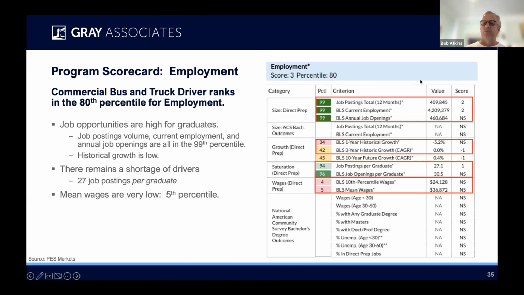Then we can see the growth rates. One-year historical growth is actually down 5%. Three years is flat, and then there's the BLS forecast of 0.4%. Now, I know many of you count on that BLS forecast for program investments. I will tell you to be super careful; it's not a very good forecast. 80% of the BLS forecasts are off by 50% or more. In terms of correctly predicting whether a program is going to grow or shrink, BLS gets it right 62% of the time. A coin toss would get it right 50% of the time.